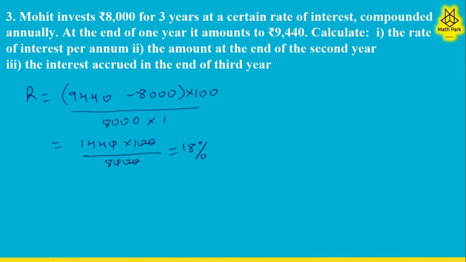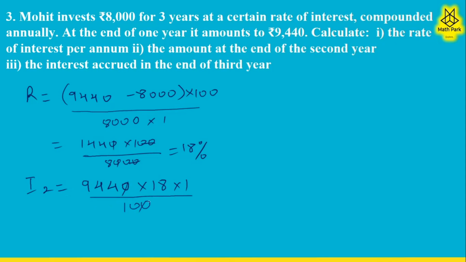Now the second part, the amount at the end of the second year. At the end of 1 year, it is amounting to this. For consecutive years, the difference between the two amounts gave us the rate. Now we have to find the amount at the end of the second year. For that, first we find the interest for the second year. Let us take it as I2, which is equal to the principal, now the amount at the end of the first year, which is 9,440, times rate of interest 18% for 1 year, divided by 100.